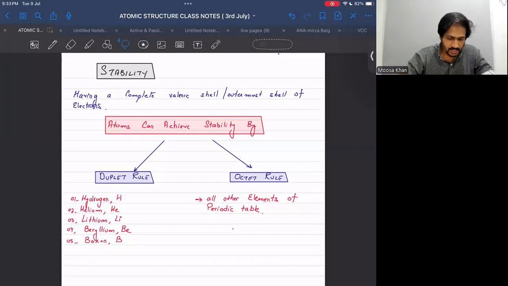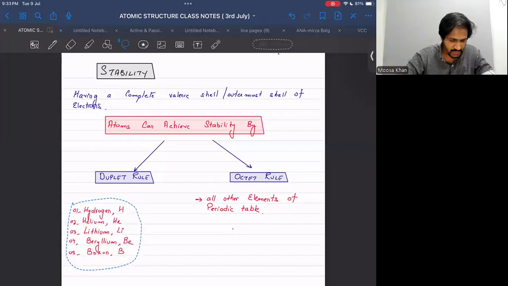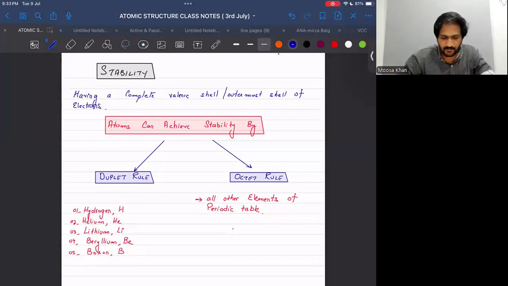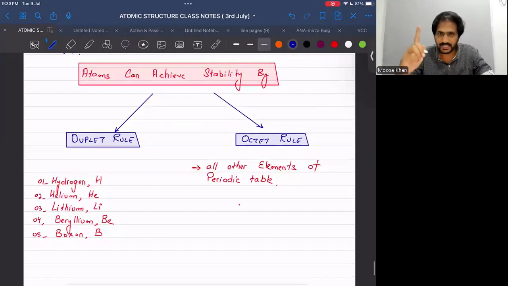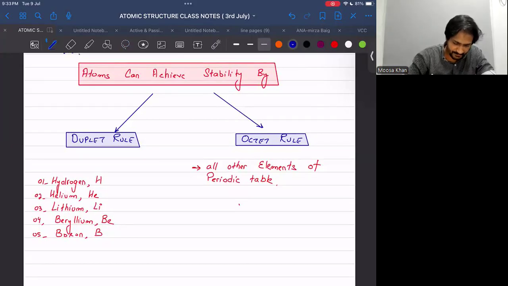Okay. So what is the duplet rule? Having 2 electrons in the valence shell. Another name for valence shell is outermost shell. You have to remember both the names because in the exam वो कोई भी नाम दे सकता है इसमें से आपको. Having 2 electrons in the valence shell is the duplet rule.